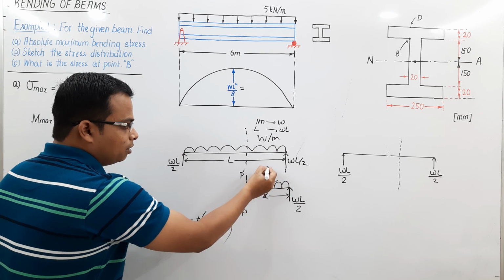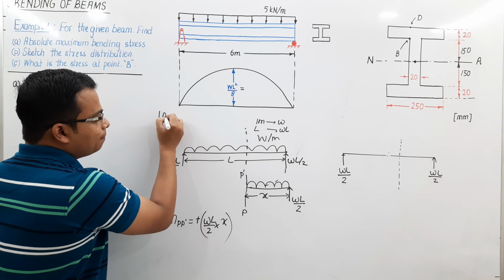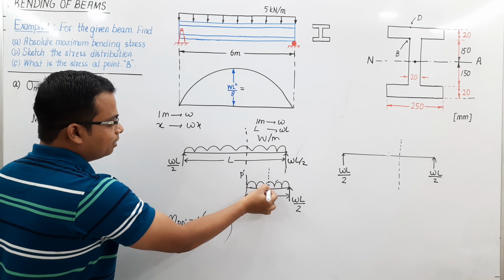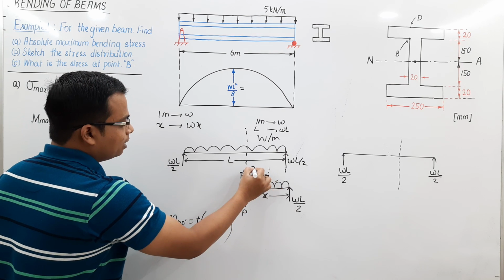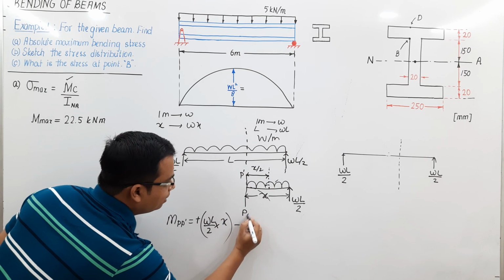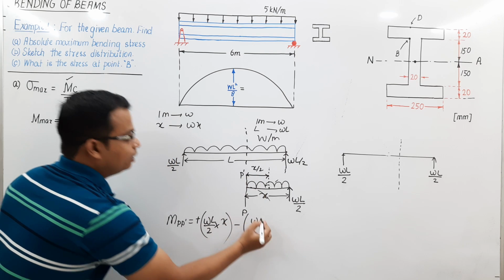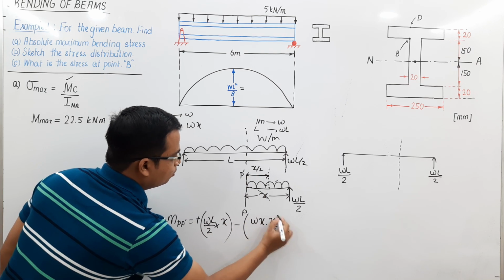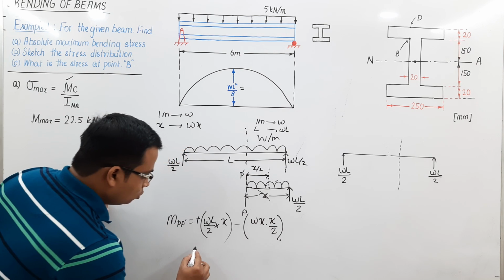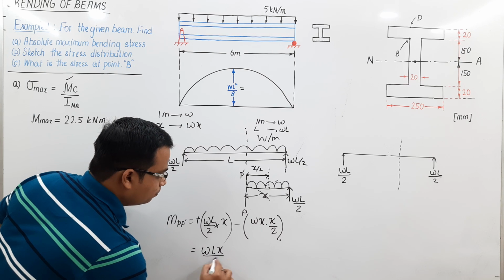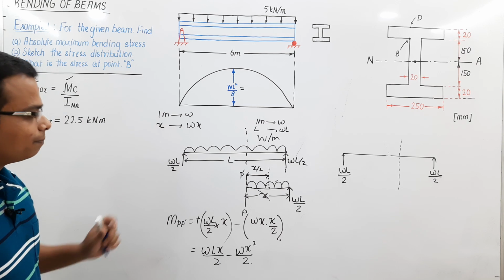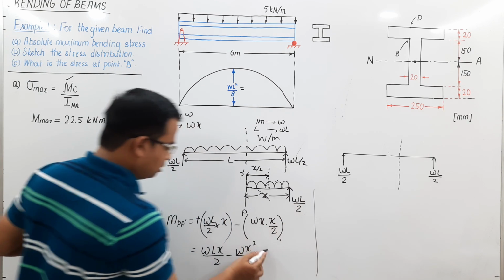What about this UDL? The UDL magnitude for 1 meter, it is W. So for X meter, it is going to be W into X, which is going to act right at the center. That means at a distance of X by 2. So this is trying to bend the beam in this fashion. This is a hogging case. So minus W into X by 2. Just try to solve this equation and something beneficial is going to happen for us. So guys, this is going to be WLX by 2 minus WX square by 2. Okay. We know very well. That's the master equation, by the way.